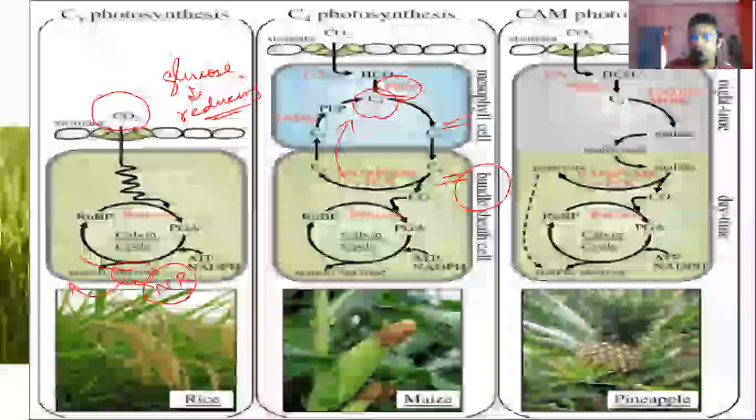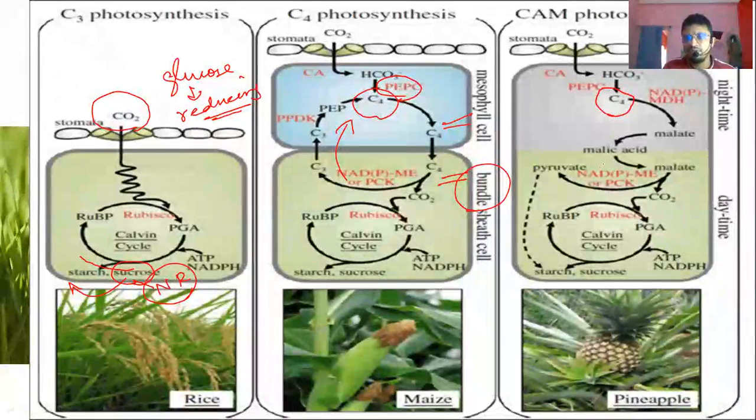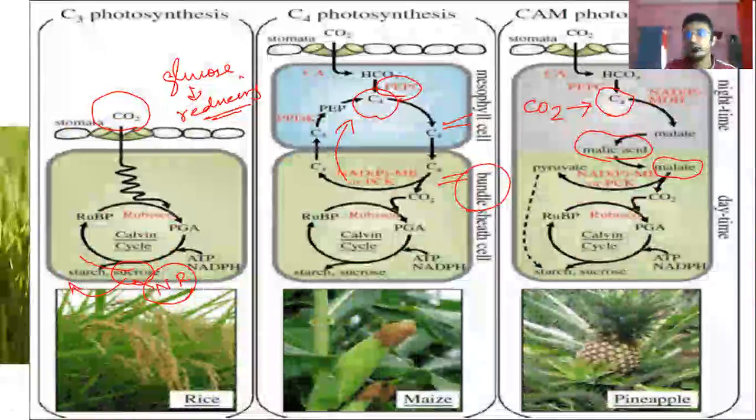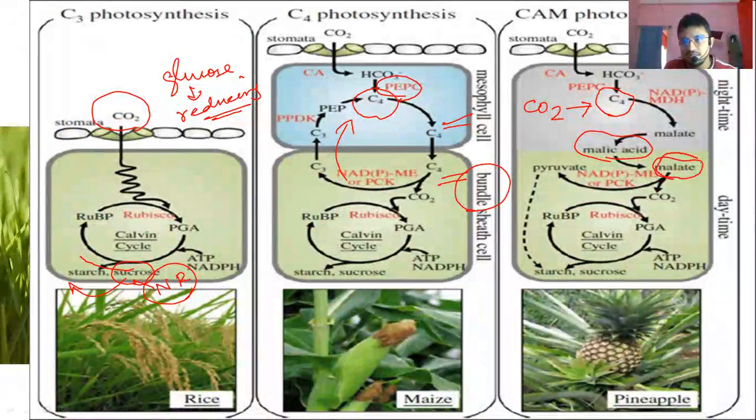Here the C4 is oxaloacetic acid that will be converted to malic acid, and this malic acid will form the malate. So at night time, what they have done, they have captured the CO2, because the stomata is open at night time, so it will be captured as C4, and it will be stored as an acid, malic acid and oxaloacetic acid, and in the daytime this malate will easily release the CO2. So there is no requirement to open the stomata at daytime. This is the simple way to understand.